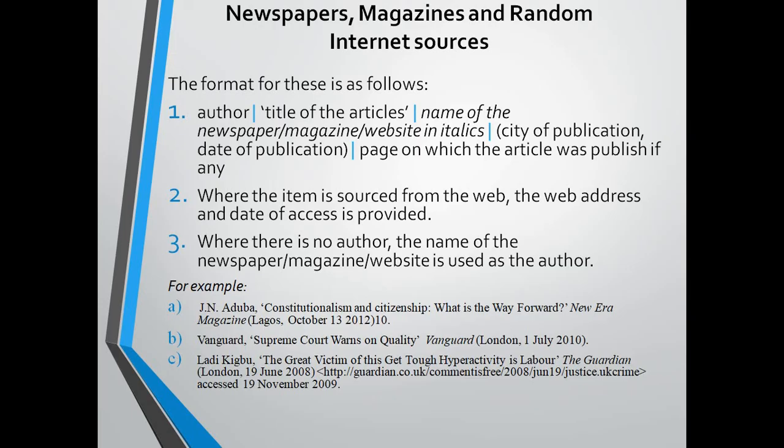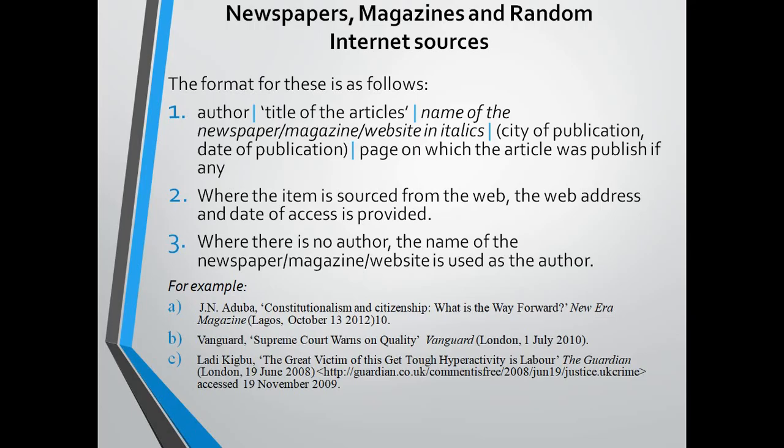So number 2, where the item is sourced from the web, that is where the newspaper or the magazine or whatever it is, periodicals or reports, was sourced from the web, the web address and the date of access is provided. So it's very clear that whenever you source anything from the web, you must include the web address and the date of access. So number 3, where there is no author, the name of the newspaper, magazine, or website is used as the author. So let's just see the example.